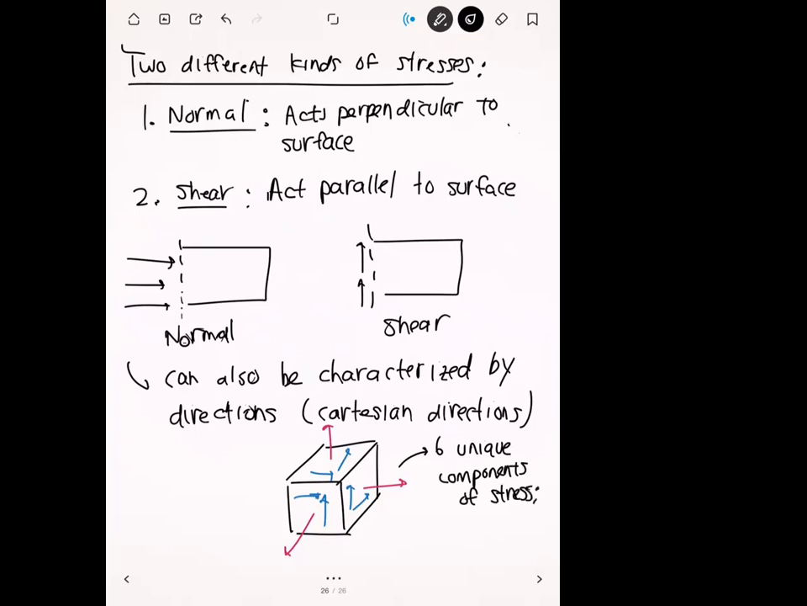Okay. And so there's going to be 3 normal components. 3 of the 6 will be normal stresses, and then 3 out of those 6 are going to be shear stresses. On the next page, I'll describe what each of those stresses looks like, what their symbols are, and how you can interpret them.